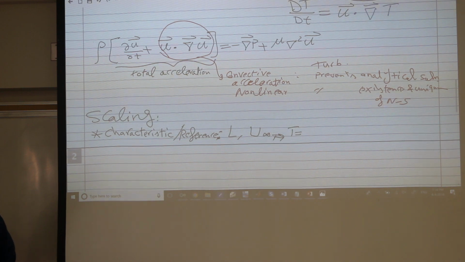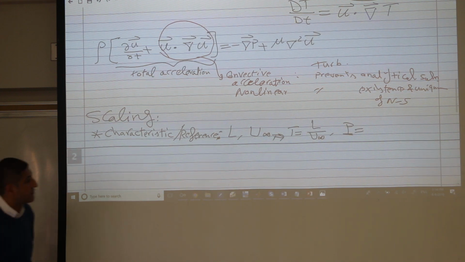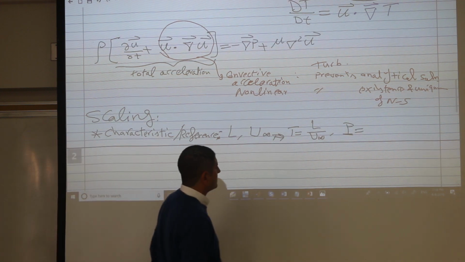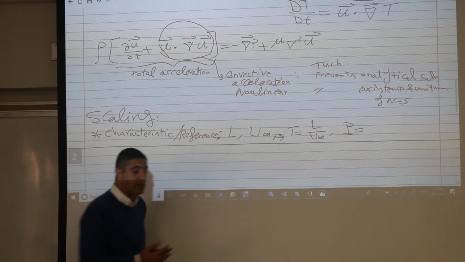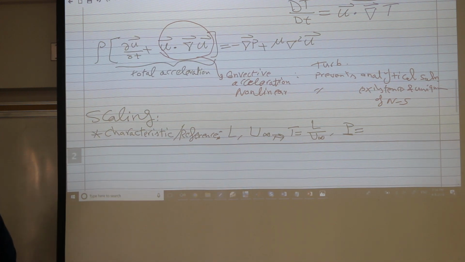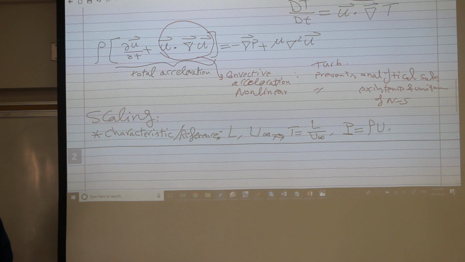will be combined from these. So L over U infinity. The reference pressure will be, I mean, it's totally free to come up with this. But if we're talking about high speed flows, then it's very convenient to take the reference pressure as the dynamic pressure. Okay?